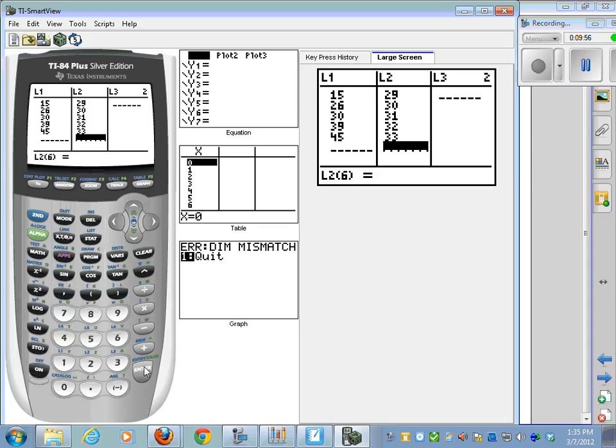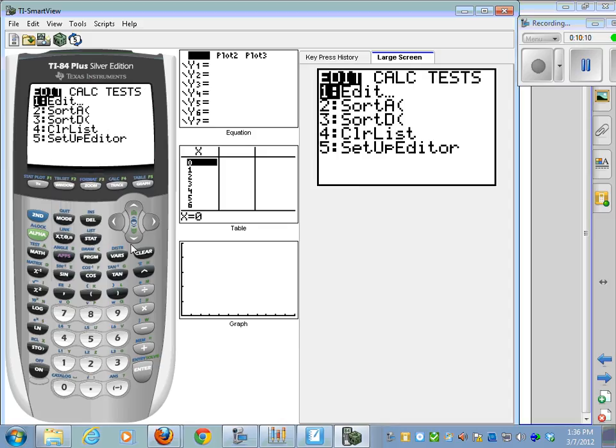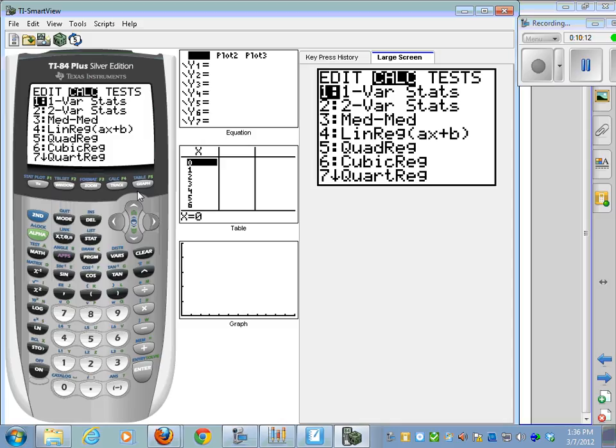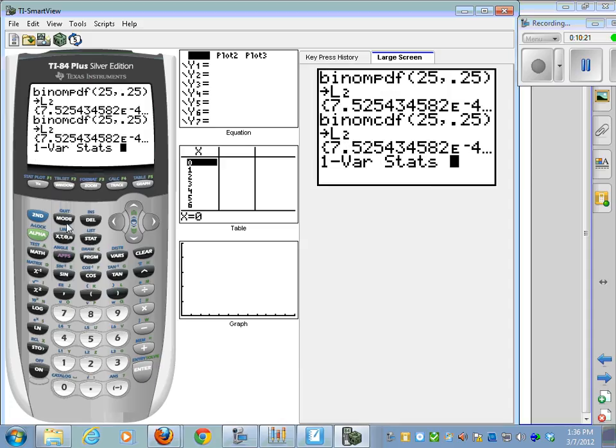Okay, so put the data in your list. Remember, these are two separate data items. That's why we go L1 and L2. You wouldn't put them all in one list. Okay, they're two separate pieces of data, right? Now we're going to go stat, calculate, one var stats. So stat, calculate, one variable stats, and we want the stats for L1. Okay?